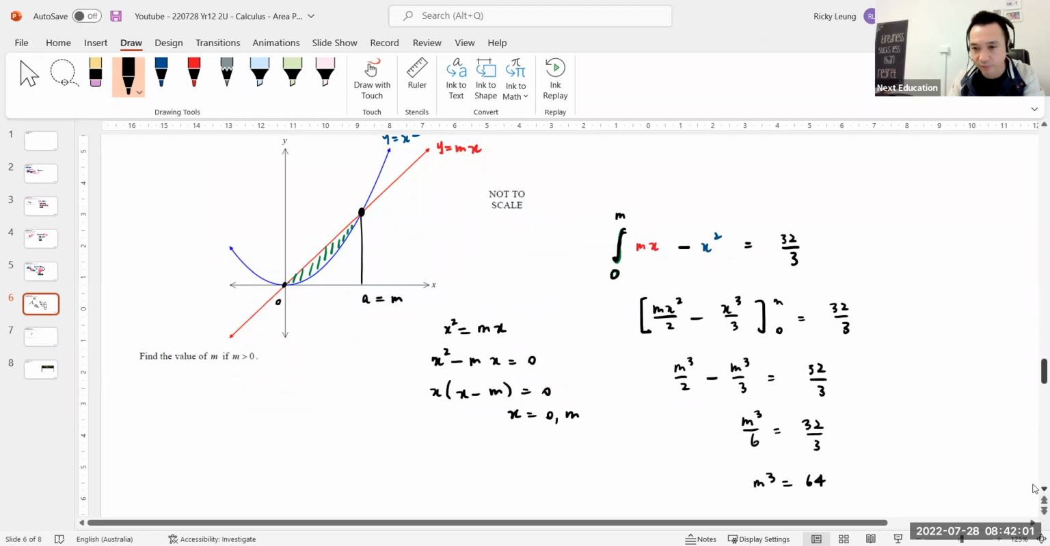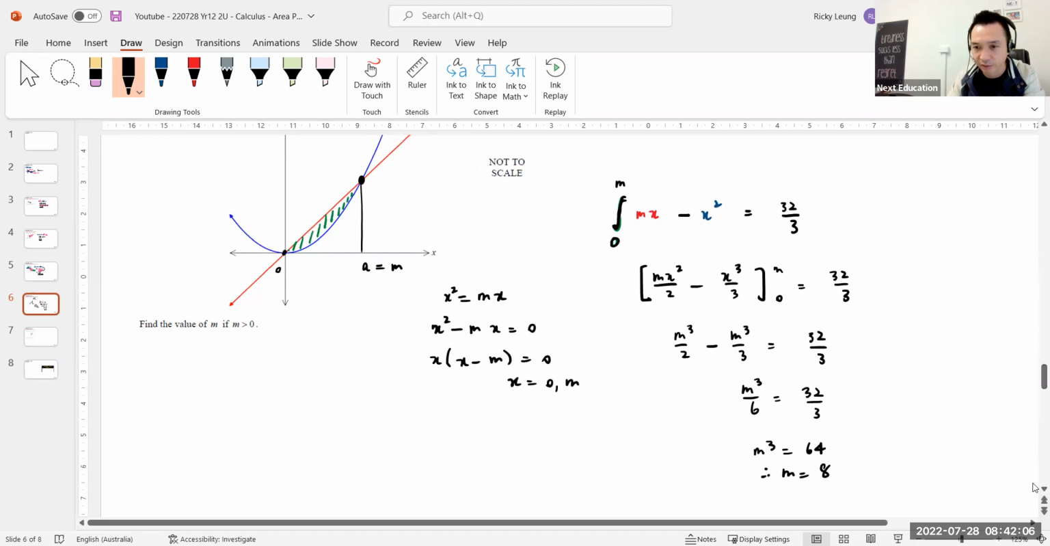Now, is m positive? Definitely positive. Cube root's always positive anyway. Okay, m is 8. Let me just quickly check. Cube root of 64 is not 8, it's 4. There you go. Perfect.